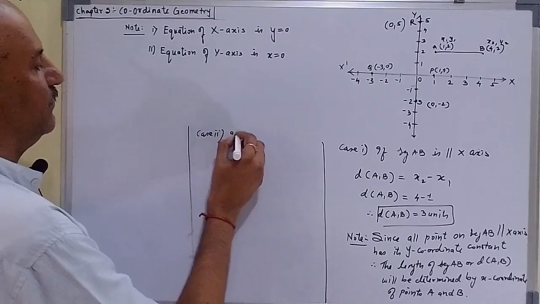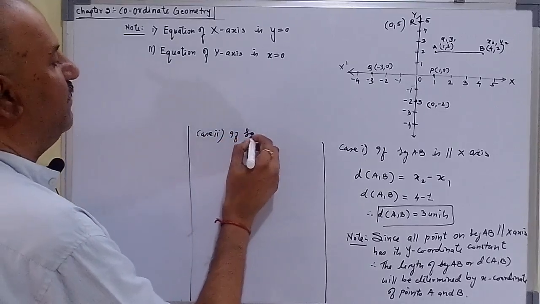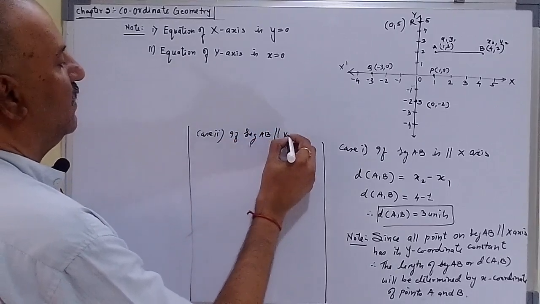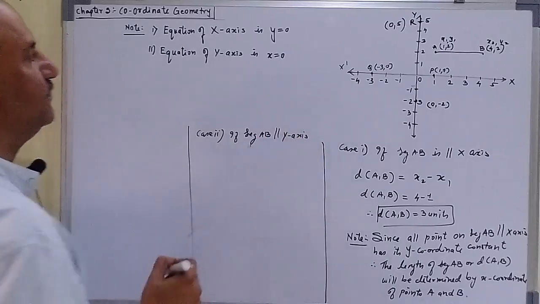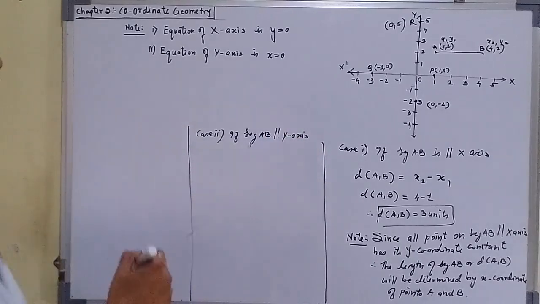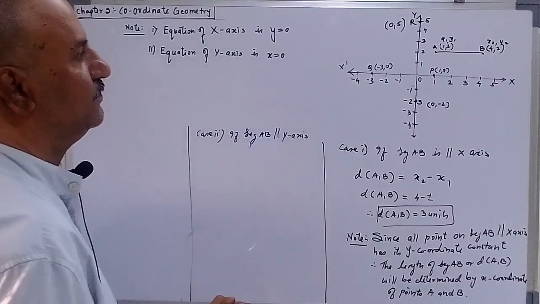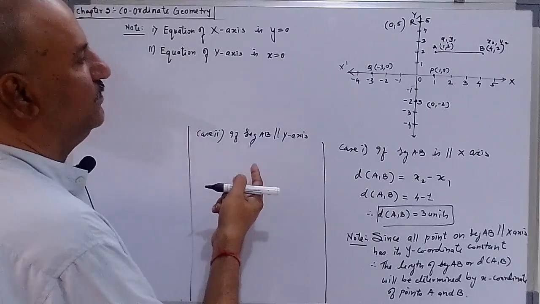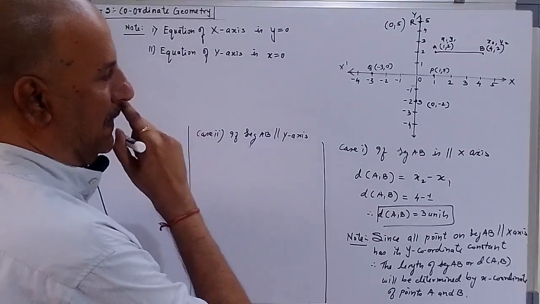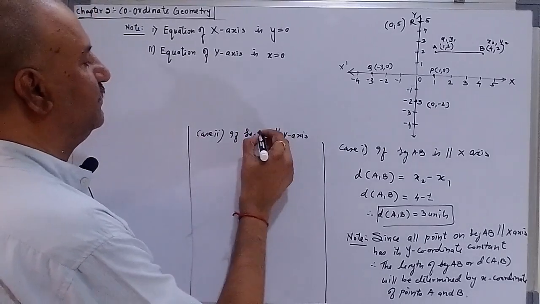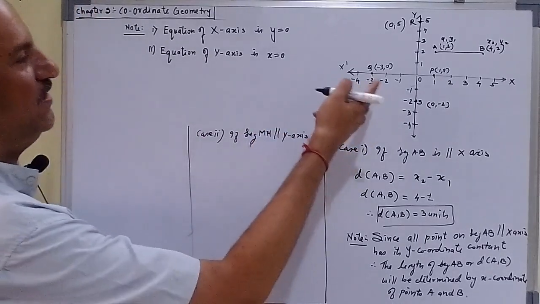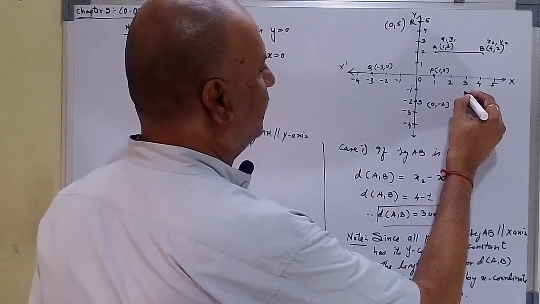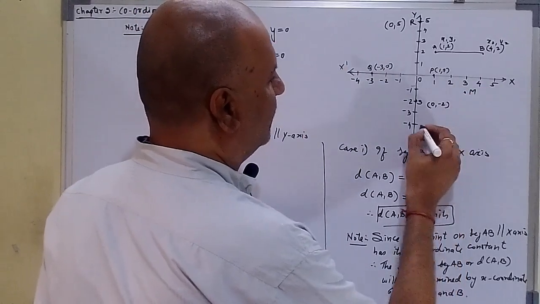Case 2. If seg AB parallel to y-axis. AB लेते नहीं हम लोग, x वाले mn लेते हैं. We take mn because we already took AB. तो अभी यहाँ लिखते हैं. समझो यहाँ से ये पॉइंट M है और ये आपका पॉइंट समझो N है.